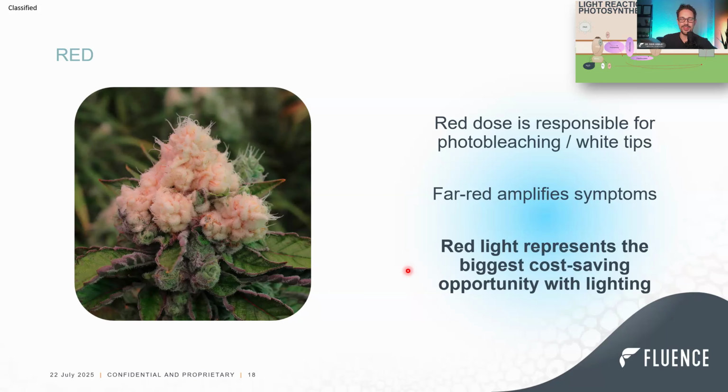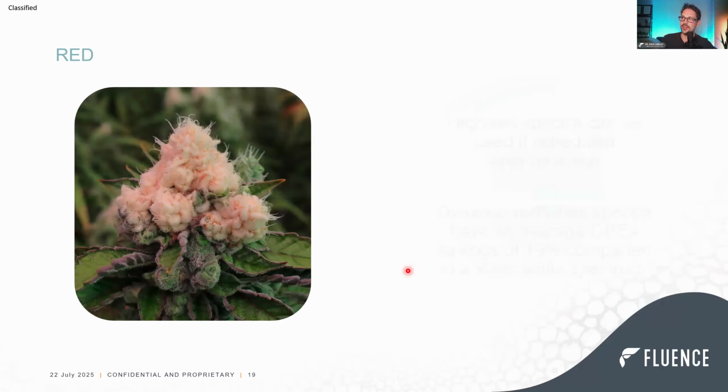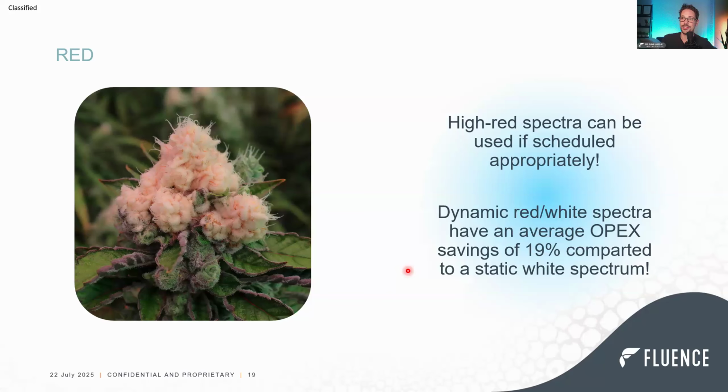And now I can pivot to some great news. There's really good news here. We have figured out a lighting strategy for using high red in cannabis. It turns out that photo bleaching or white tips are induced at times when the plant is most sensitive to it. And if you do the research, there are specific light recipes that you can use to ultimately save about 19% of your OPEX, at least your lighting OPEX, I should say. I can't speak to HVAC and all that other stuff.